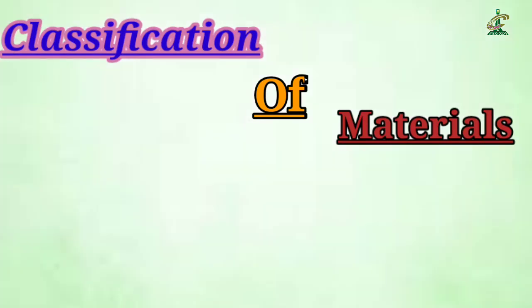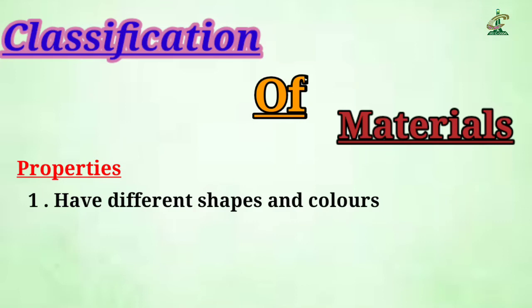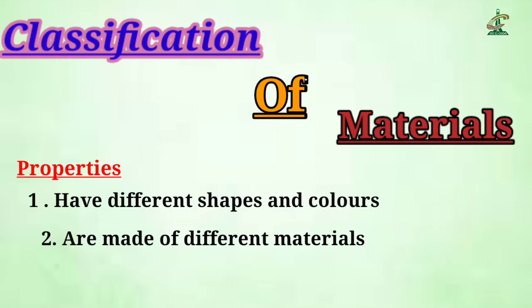Students, now we will learn about the classification of materials. So beta, we always classify the things on the basis of properties. So point number 1 is they may have different shapes and colors. For example, we have a group of cups and cups have different shapes and colors. And point number 2 is they are made up of different materials. Okay, the cups may be made up of different materials. Point number 3 is they have different uses.